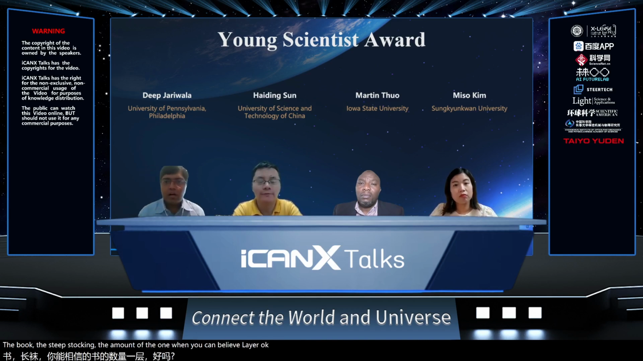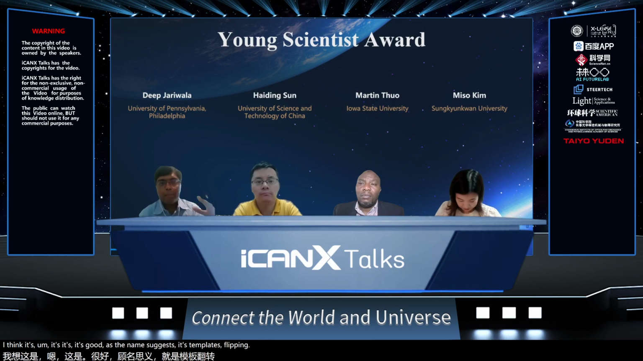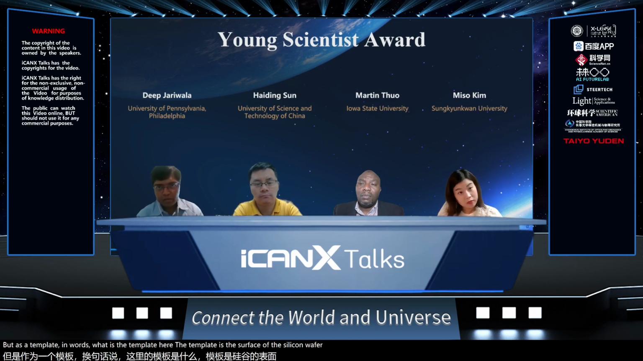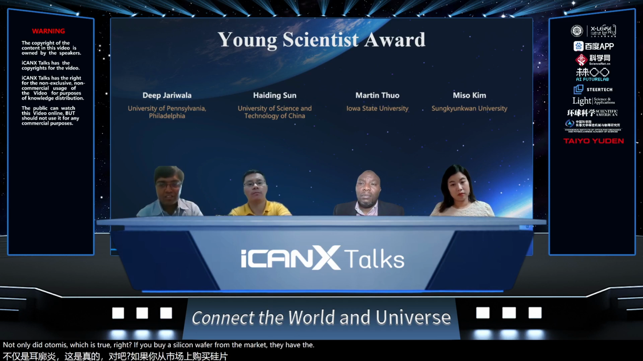Okay. And then with regards to the question about very smooth gold, I think it's as the name suggests, a template stripping technique, so there is a template involved. What is the template here? The template is the surface of the silicon wafer. So if your silicon wafer surface roughness is 0.1 nanometer RMS, which is true, right? If you buy a silicon wafer from the market, they have this good surface roughness.